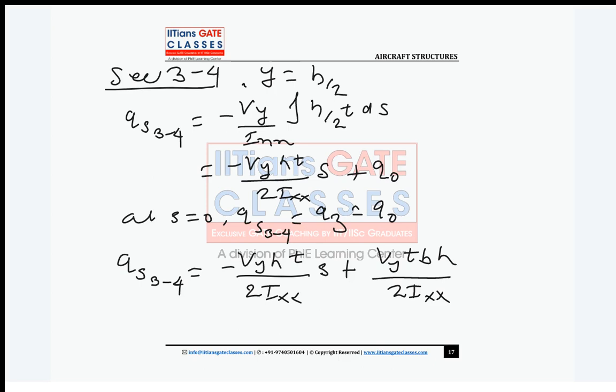Now, guys, at S equal to B, what is the QS 3 to 4? It is Q4. Now substitute, guys, S equal to B in this equation. What you will get? You will get 0. So shear flow at Q4 is 0, right? What is the point 4? It's a free end, right? Yes or no, guys? It's a free end, right?